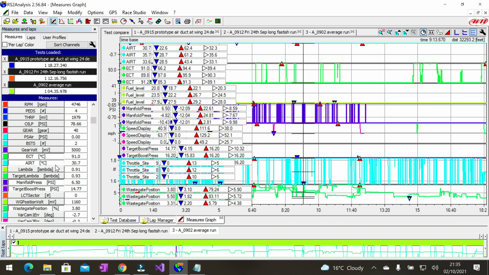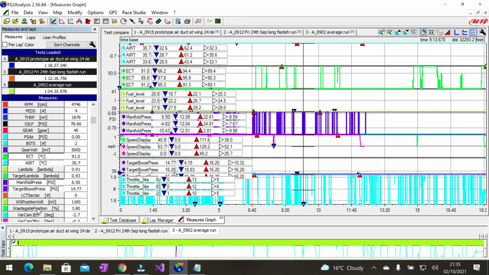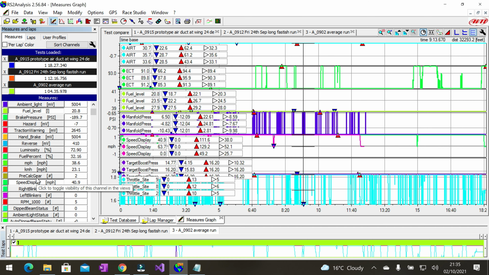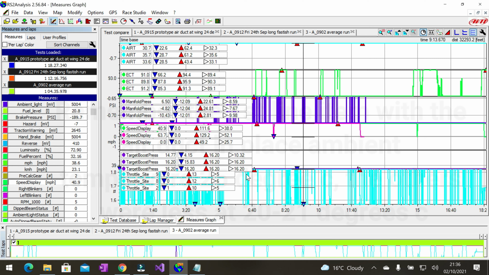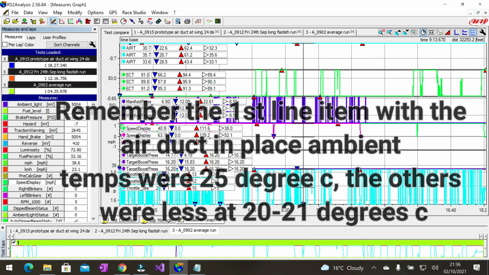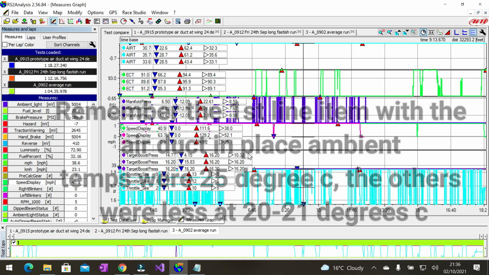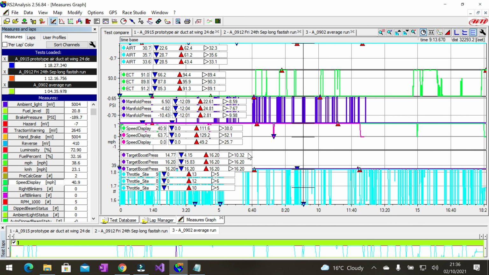Let's see if I can fix this. Take that off. Right, yeah, so target boost on the last one is the same. So the target boost is pretty similar. Throttle pedal maximum is 10. It's quite a big difference between 13 and 10. So I was quite close to full throttle on the air duct test, whereas the third one, kind of two thirds of the way to full throttle. So there's a difference there. But bear in mind, the temperature was way higher on the first test.